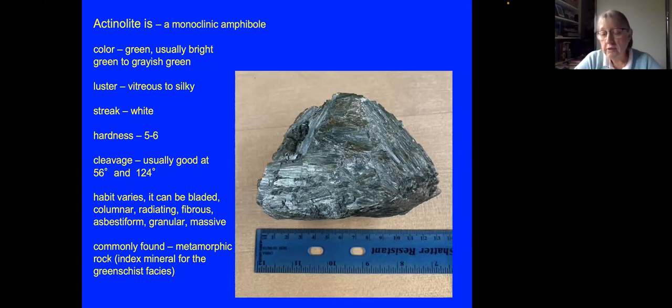And you usually find it in metamorphic rock. And in metamorphic rock, there's a type of rock called a schist. And actinolite is an index mineral for the greenschist facies. So when you find actinolite, that tells you what metamorphic facies you're in for metamorphic rock.